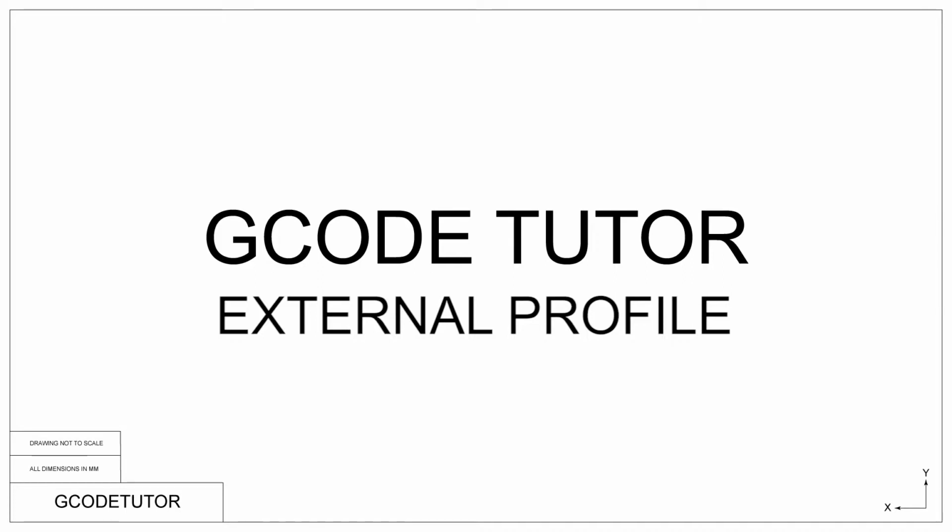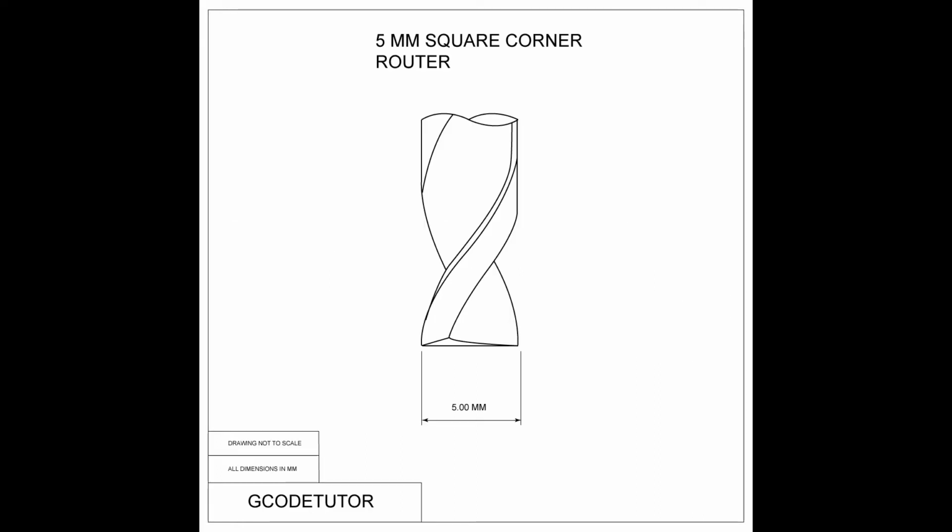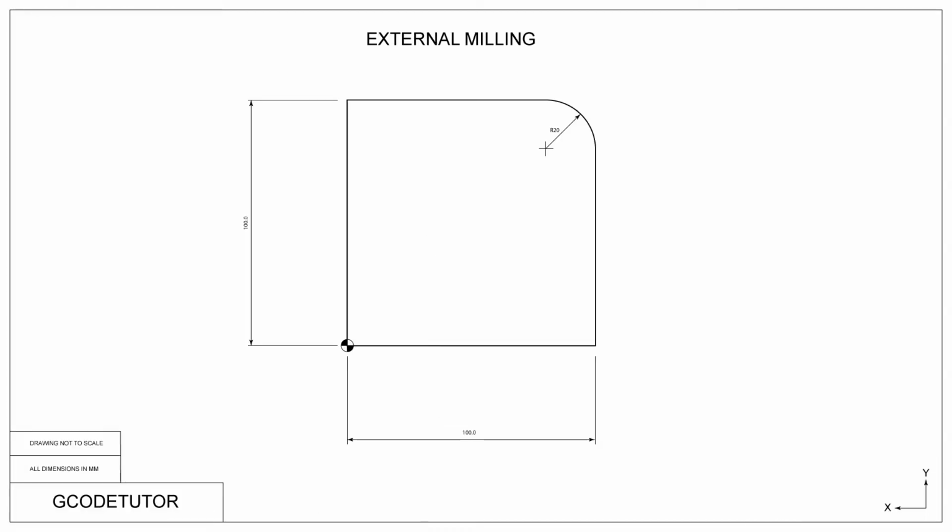In this section, I'm going to explain how we cut an external profile, a radius, and use cutter compensation, G42. For this operation, we will be using one tool, a 5mm square corner router. Here is our part. It's 100mm square with a 20mm corner radius on one corner. Our datum position is in the bottom left corner.